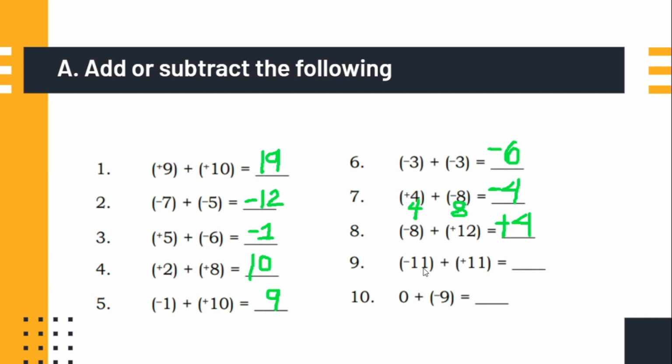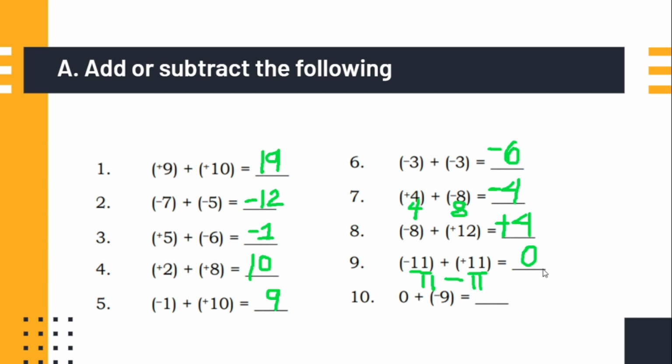Number 9. Negative 11 plus positive 11. Sabi natin, kapag mag-a-add tayo ng dalawang integers na pareho yung number niya, but magkaiba yung sign, that is always equal to 0. Okay? Kasi, kunin natin yung absolute value nilang dalawa, that is the same. 11 and 11, yung absolute value nila. So, ipagsasubtract natin, 11 minus 11, that's 0.